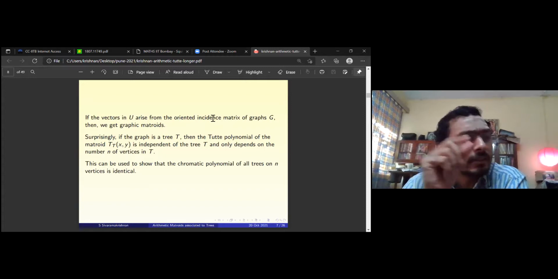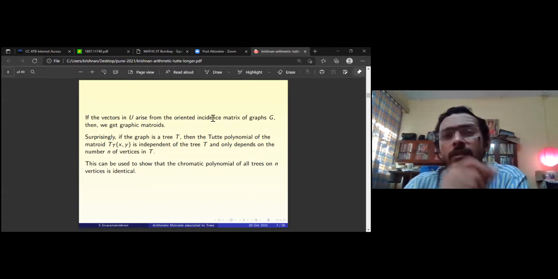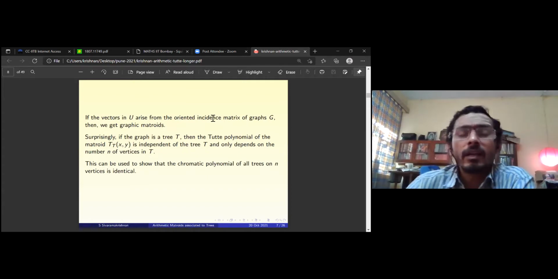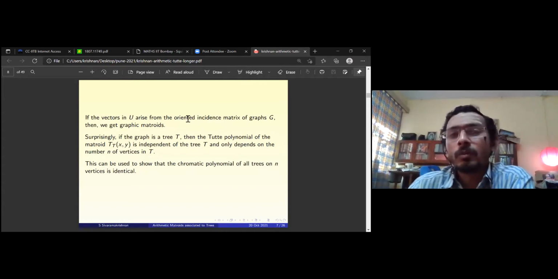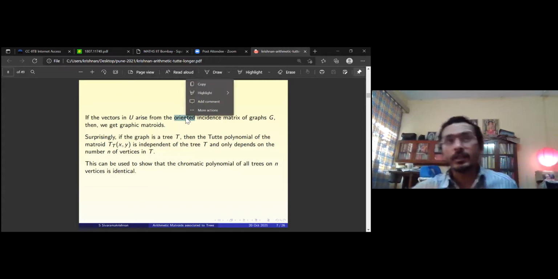The book by Bapat is very slender. Overall it will be maybe 200 or 210 pages. That's it, but it covers a lot of interesting material. And much more is known about this oriented incidence matrix. It is a very nice matrix.